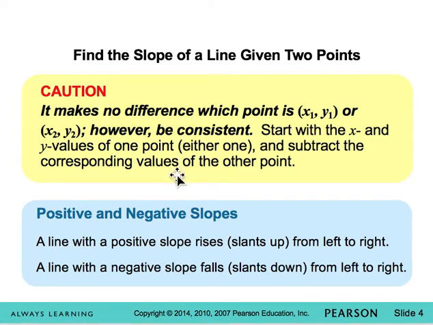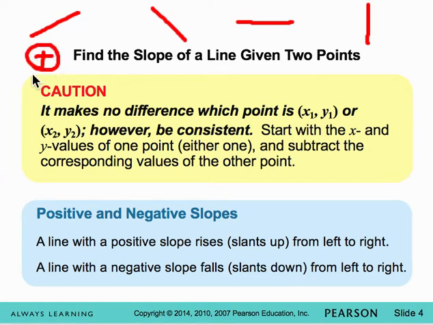Now there are 4 things that can happen if you're talking about a slope. Your line can slope up, your line can slope down, your line can be horizontal and doesn't slope at all, or it can be perfectly vertical. If your line slopes up, that means you have a positive slope. If your line slopes down, your slope is negative.